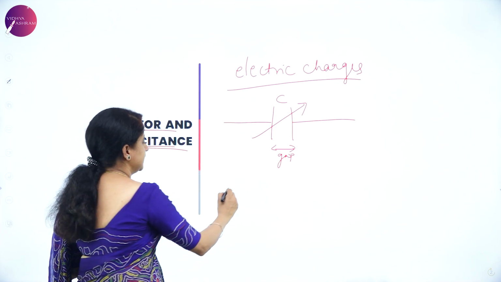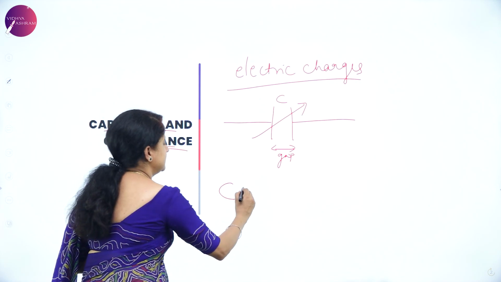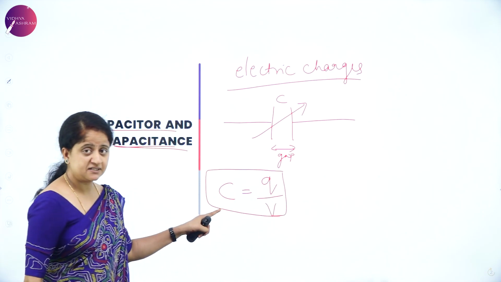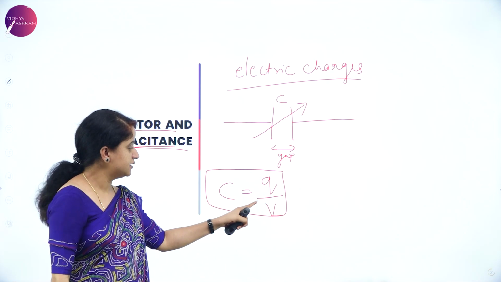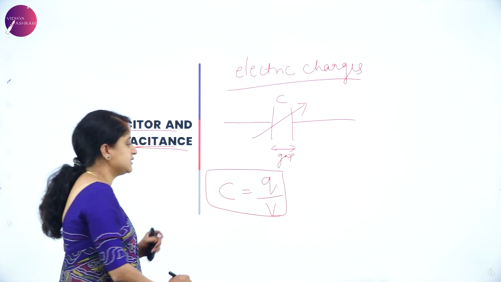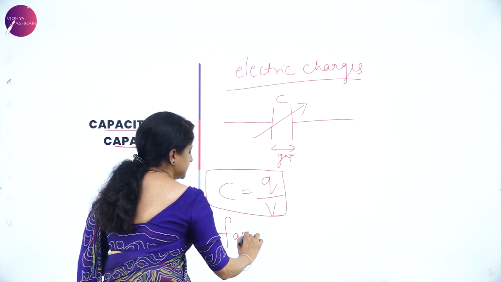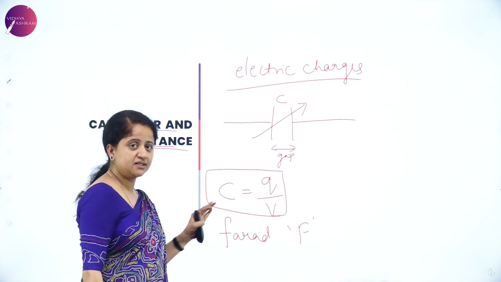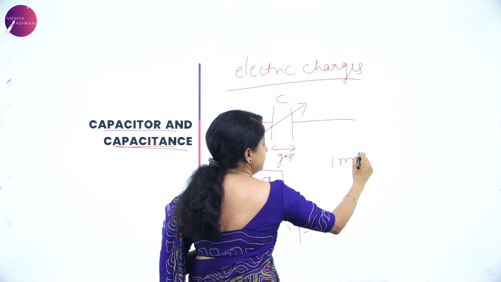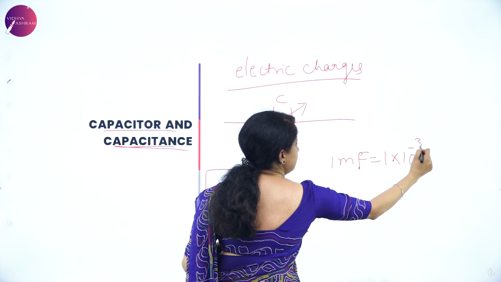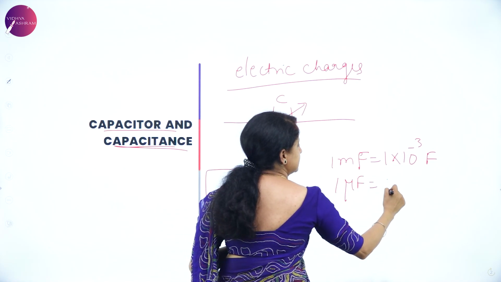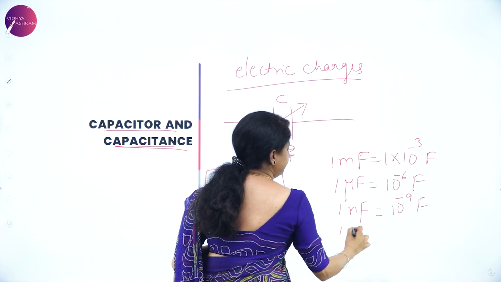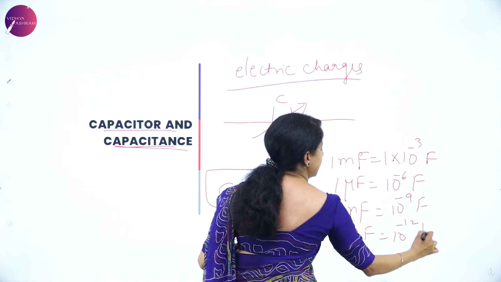But what is capacitance? Capacitance of a capacitor is given by the ratio Q divided by V. Here C is capacitance, Q is the charge stored on the capacitor, and V is its potential difference. The SI unit of capacitance is farad, symbolically given by capital F. The other units used to measure capacitance are 1 millifarad, that is 10 power minus 3 farad, 1 microfarad, that is 10 power minus 6 farad, 1 nanofarad, that is 10 power minus 9 farad, and 1 picofarad, that is 10 power minus 12 farad.